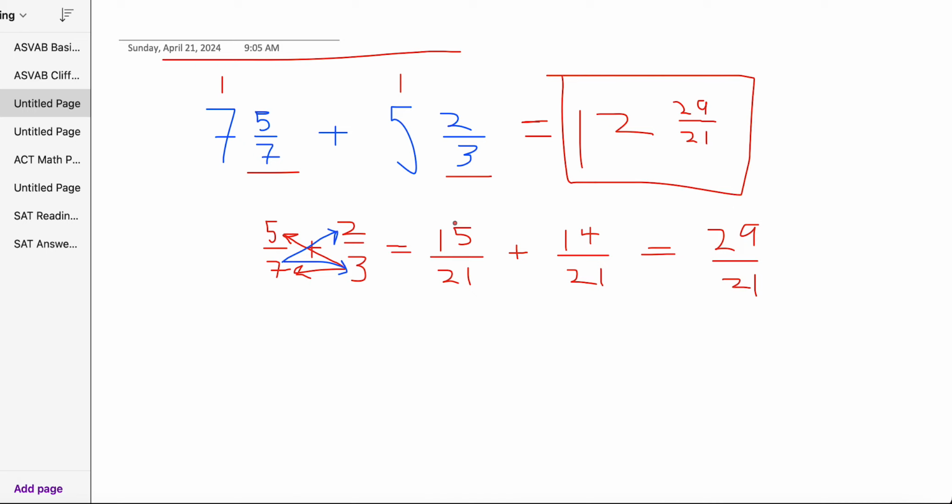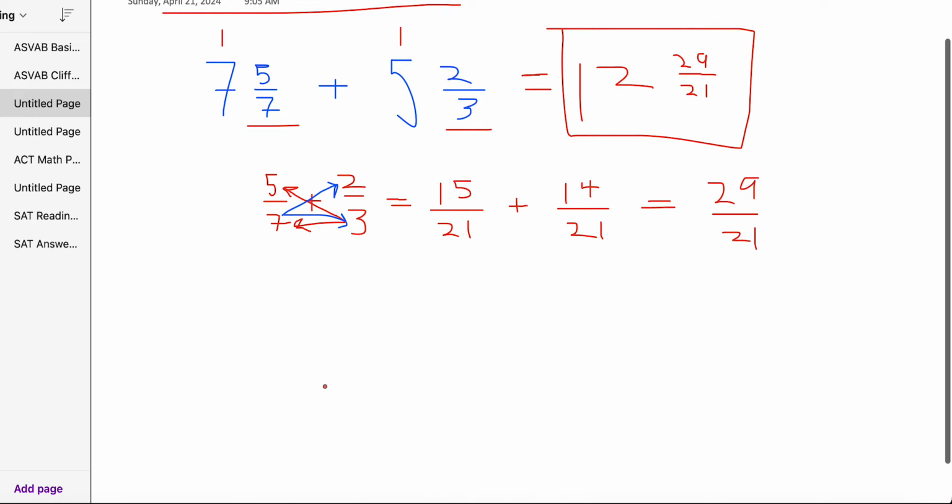Another way to do this would just be to convert the mixed numbers into improper fractions in order to be able to do this. And so to do that, we just take the 7. 7 times 7 will be 49. And then 49 plus 5 would be 54. And so we get 54 divided by 7.